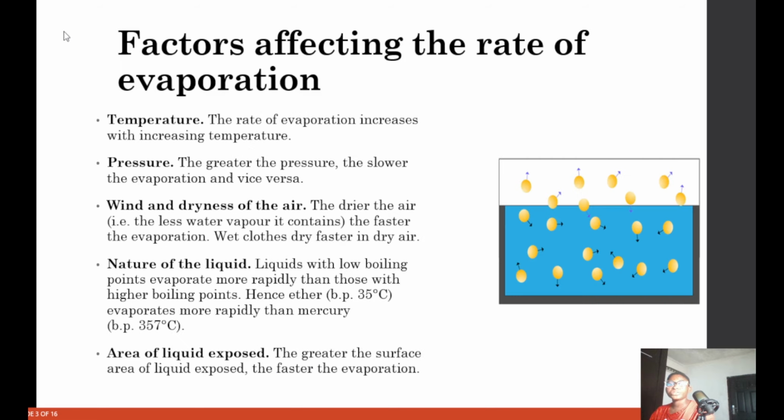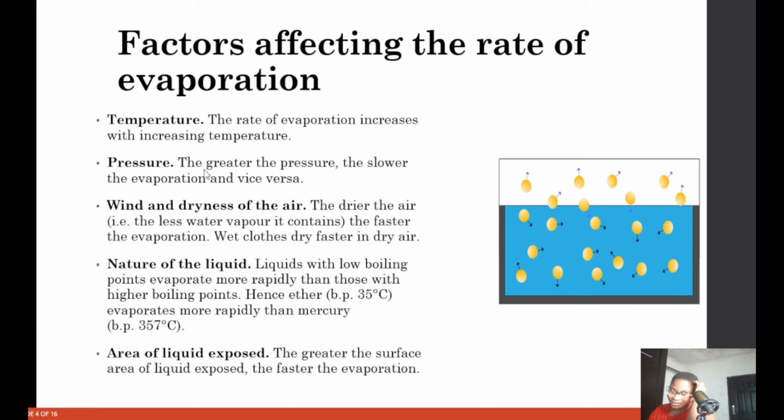That's evaporation. Factors affecting the rate of evaporation. The first one is temperature. We know that the rate of evaporation increases with increasing temperature. That one is a known fact. It increases with what? Increasing temperature.